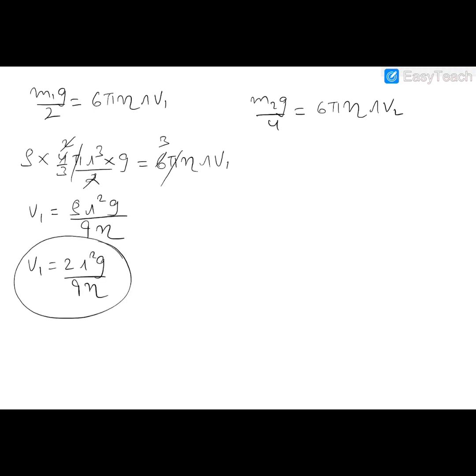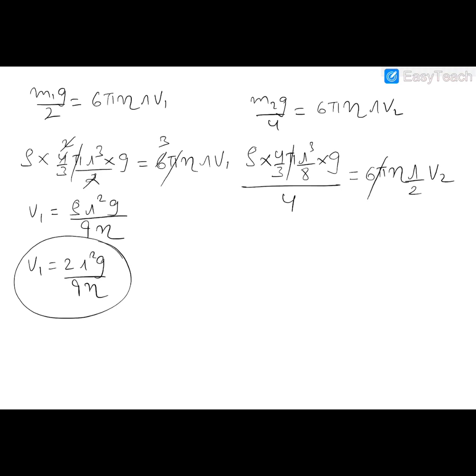And similarly, for the second ball, mass is density rho times volume 4 by 3 pi r cube by 8, because the radius is r by 2. This is into g divided by 4, and it is equal to 6 pi eta, and this is r by 2 into v2.